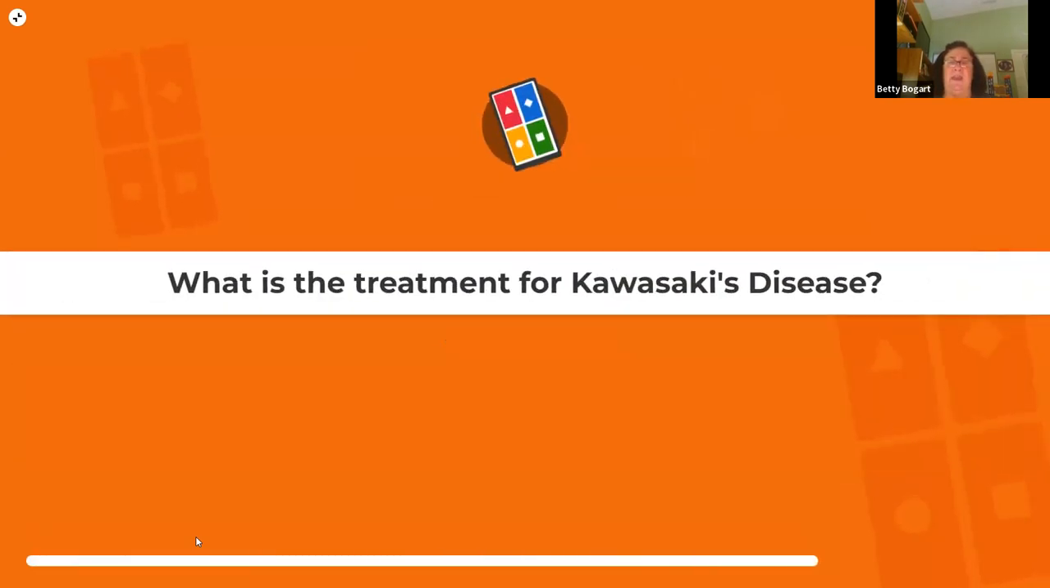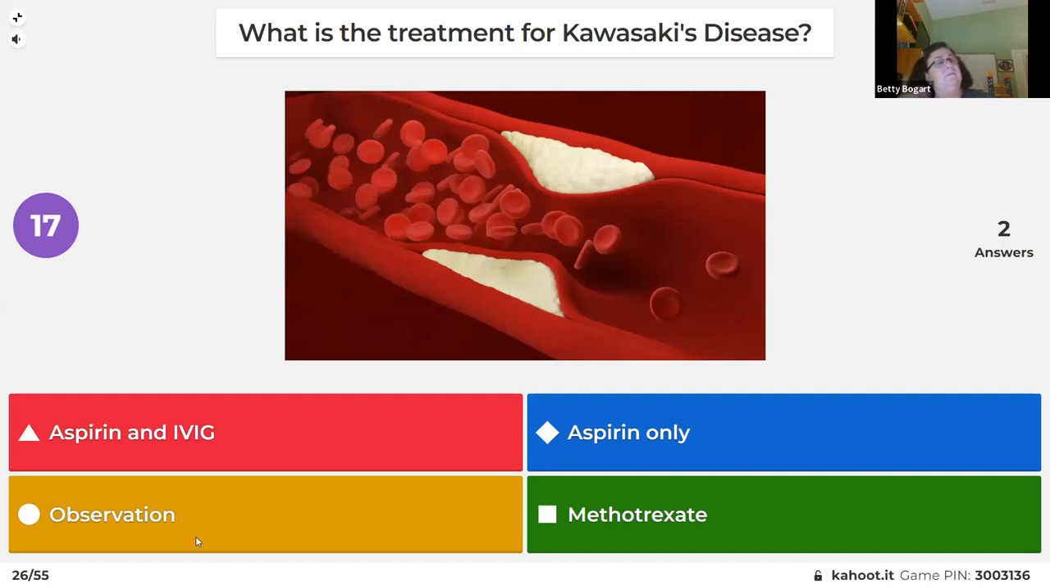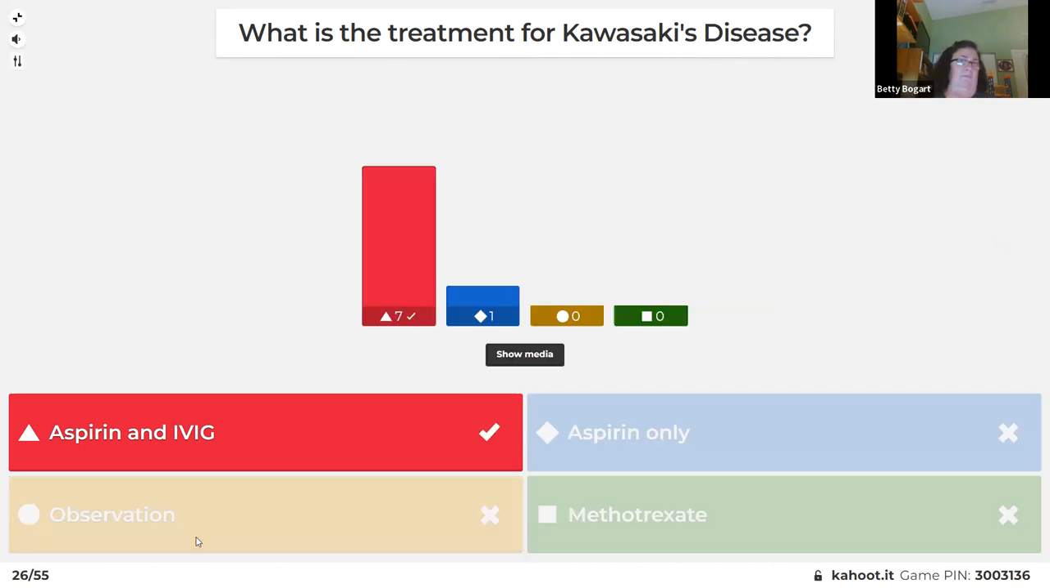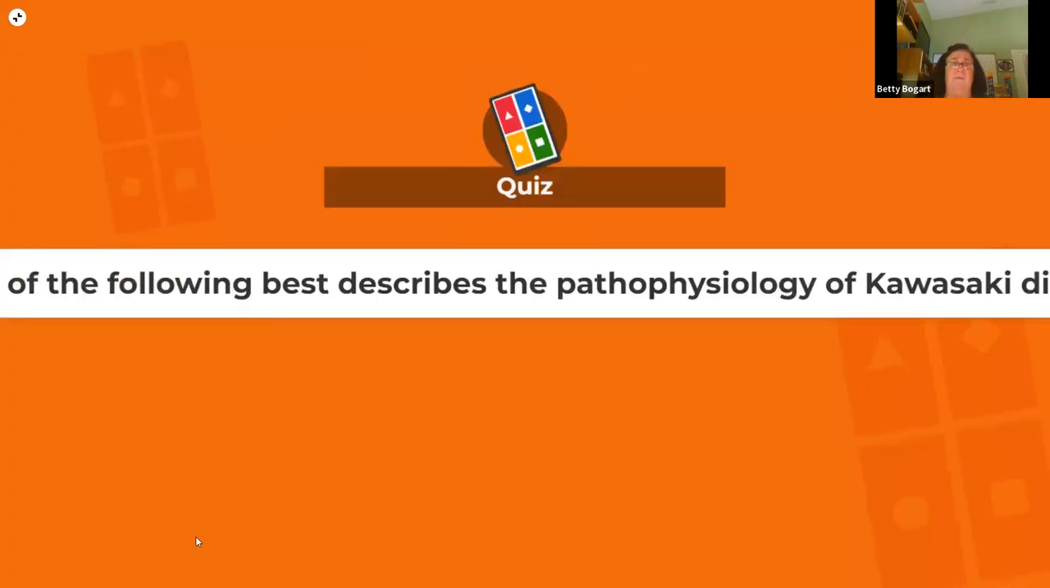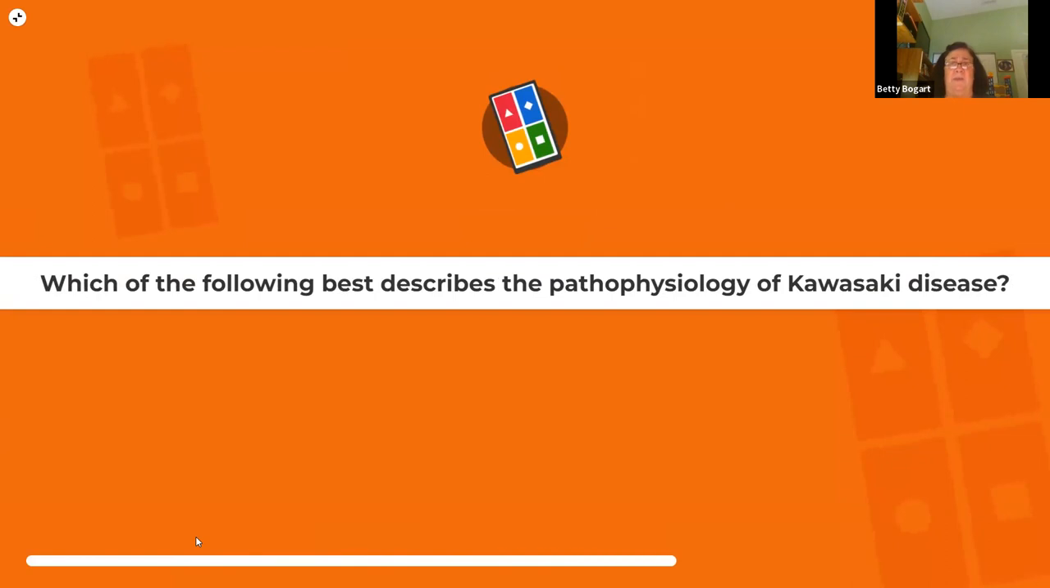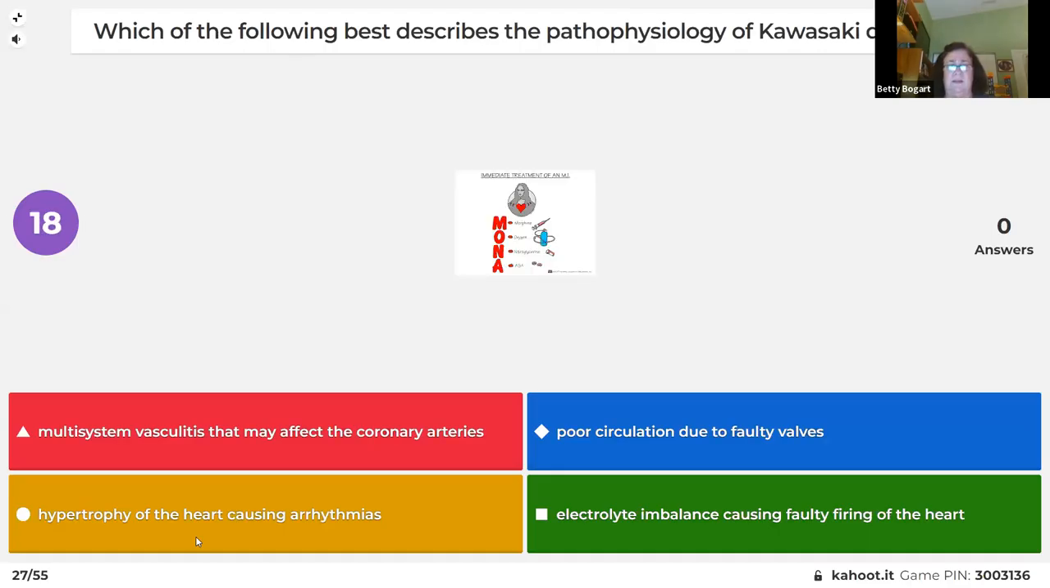What is the treatment for Kawasaki disease? Remember, Kawasaki disease is systemic vasculitis. That means it affects the blood vessels within the body. And the main thing we're concerned about is the coronary arteries and aneurysms. Once we determine Kawasaki, how do we treat it? Aspirin to prevent clots and IVIG, which is intravenous immunoglobulins, to boost the immune system because it is a viral disease. Which of the following best describes the pathophysiology of Kawasaki disease?